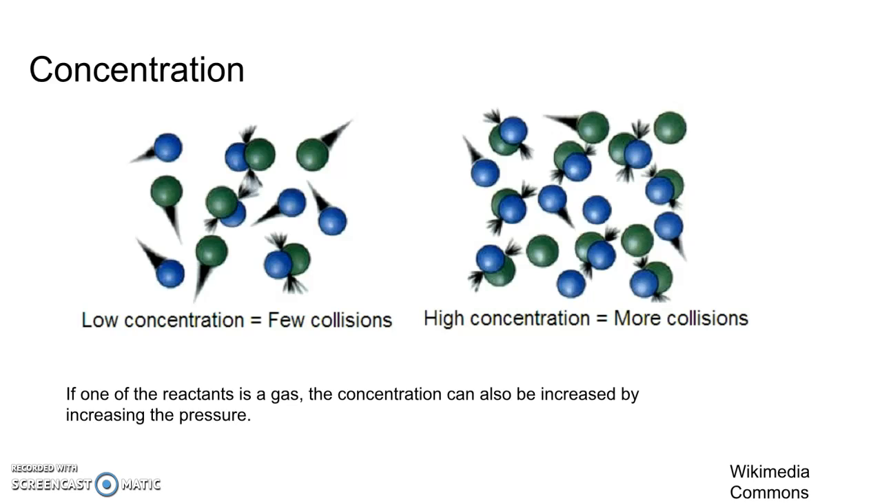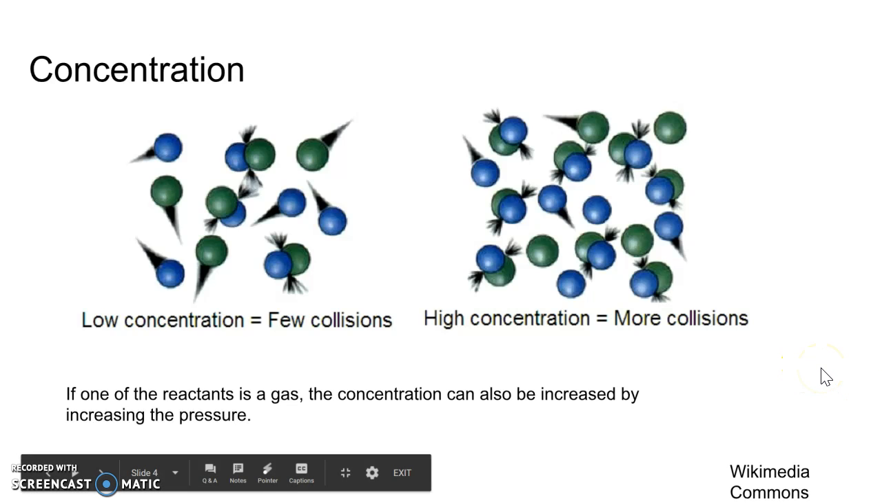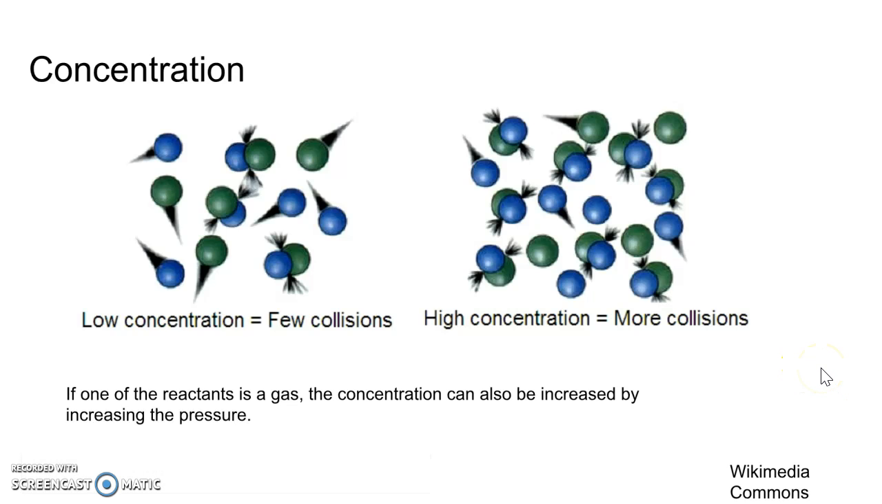An important note that you didn't discuss during class is about reactants that are gases. You might often, especially if you're doing any research outside of these videos, see something about pressure, that's also something that can speed up a reaction. That's true, but that's only true if one of the reactants is also a gas. If one of the reactants is a gas, the concentration actually is impacted by increasing the pressure. But again, that only works if one of the reactants is a gas.